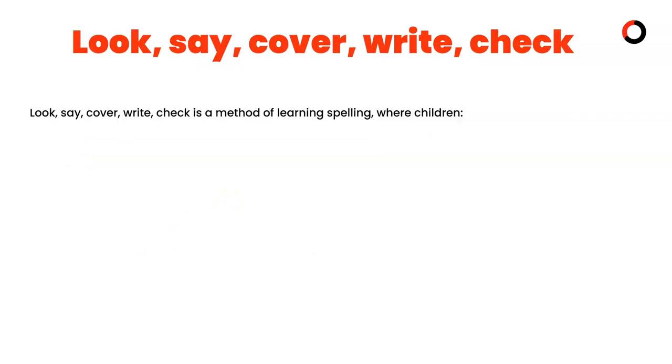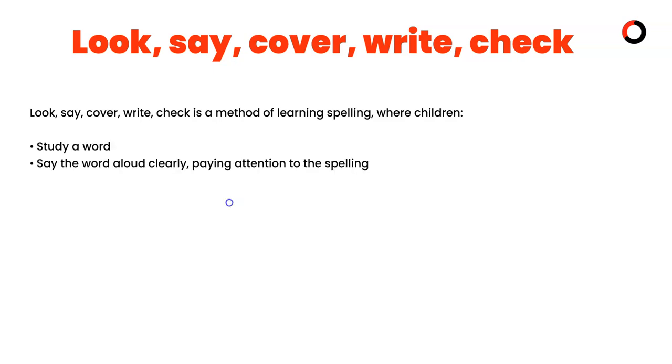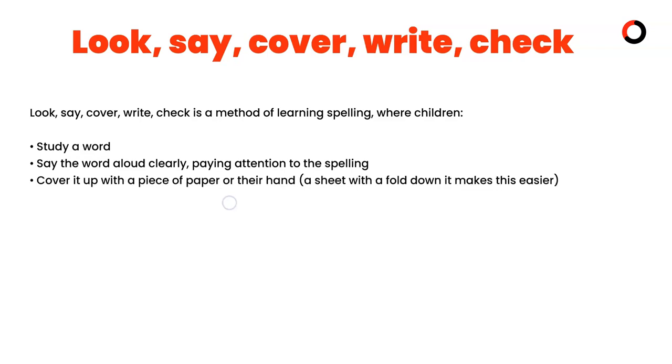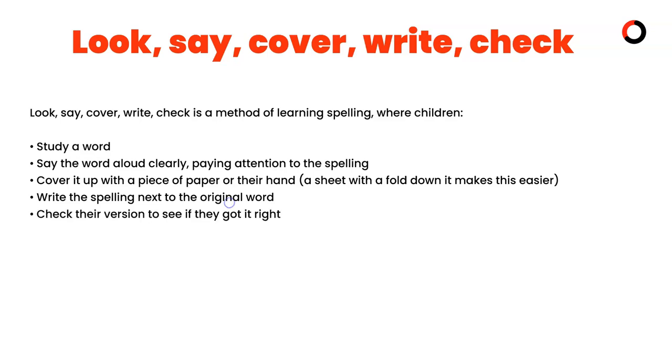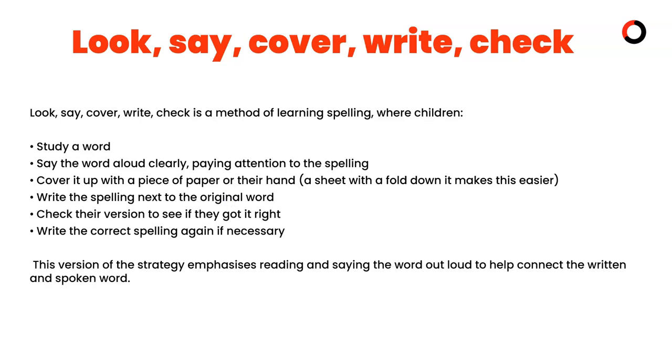The Look, Say, Cover, Write, Check is a method of learning spelling where children study a word, say the word aloud clearly, paying attention to the spelling, cover it up with a piece of paper or the hand. We do include a template to make this easier. Write the spelling next to the original word. Check their version to see if they got it right, and then write the correct spelling again if necessary. This version of the strategy emphasizes reading and saying the word aloud to help connect the written and spoken word.